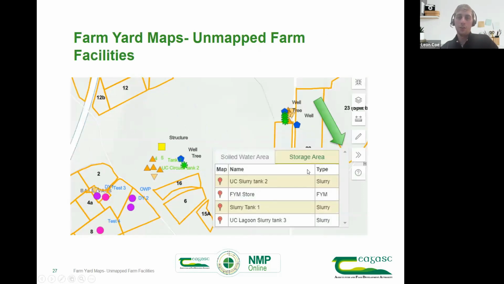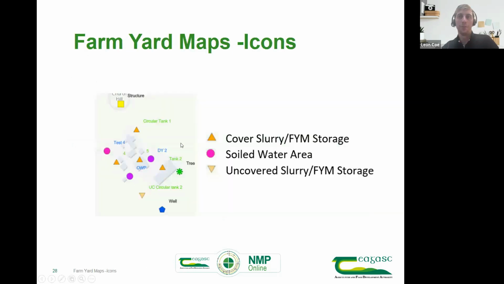And then just this page here is slightly changed a bit. So when you're adding your storage facilities, you have 2 pages now instead of them all being on the one. We have the storage areas, which are the slurry, the FYM, and then you have your soil water areas, which are your collecting yards or something like that along them lines. And they work as before. You just click on them and drag them out, and they appear then on your page.